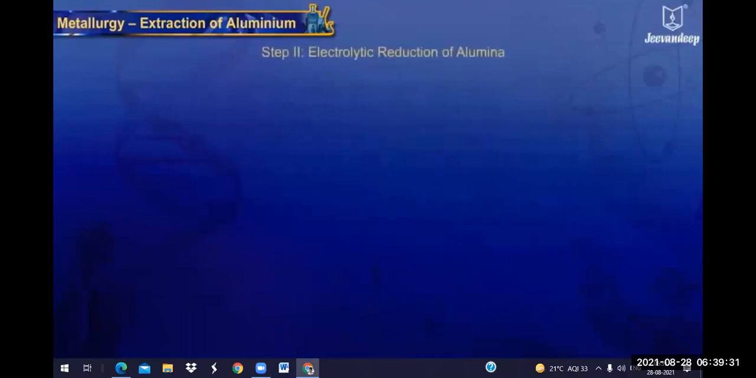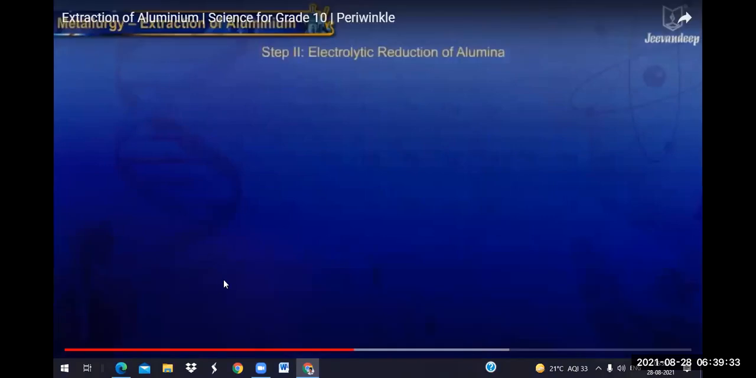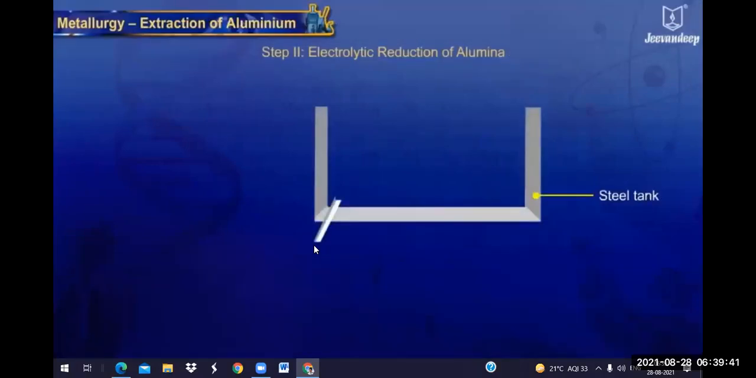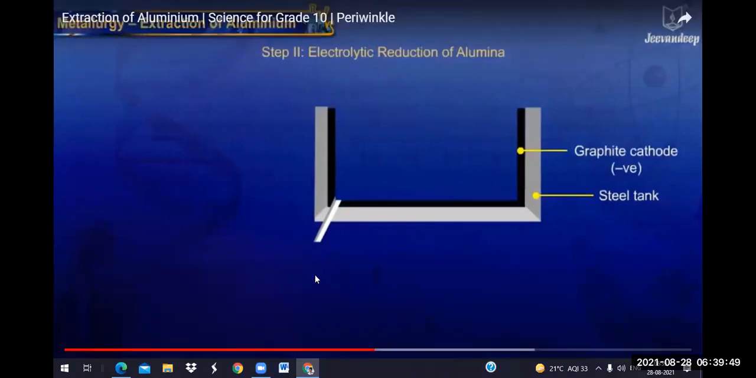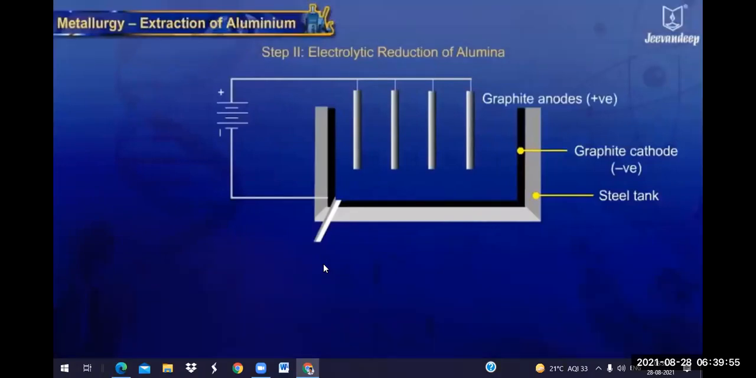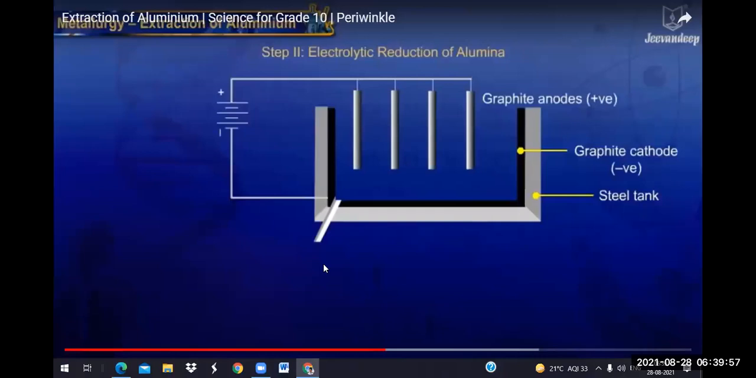Step 2. Electrolytic reduction of alumina. This process is carried out in a steel tank, which is lined with carbon, graphite, that acts as the cathode. Hanging inside is a set of carbon, graphite rods that act as the anode, dipped in molten electrolyte.